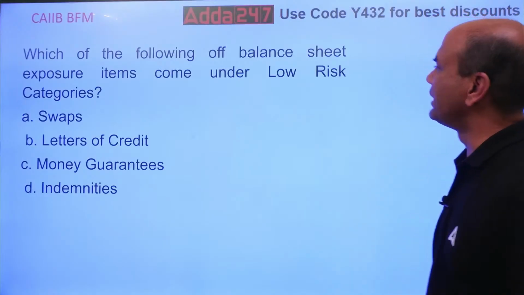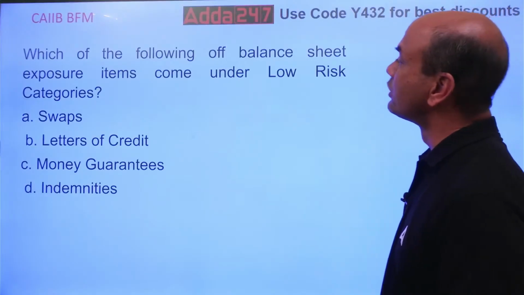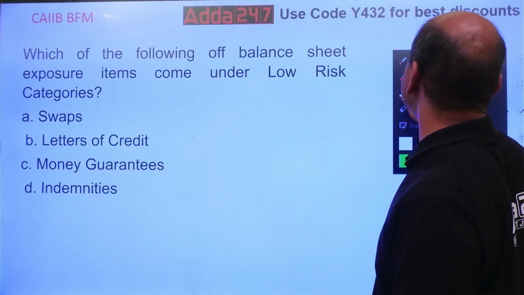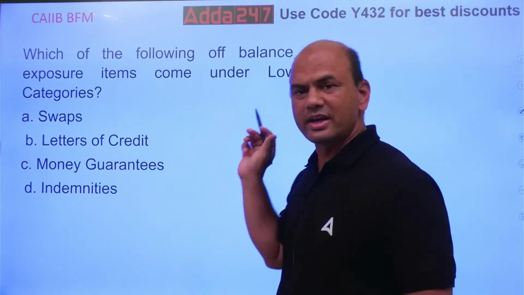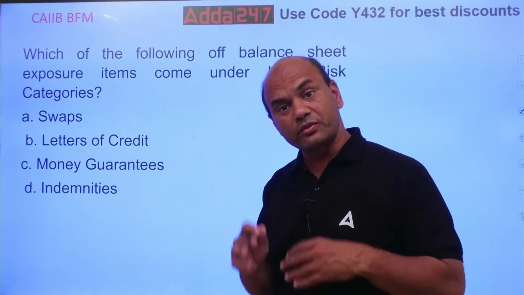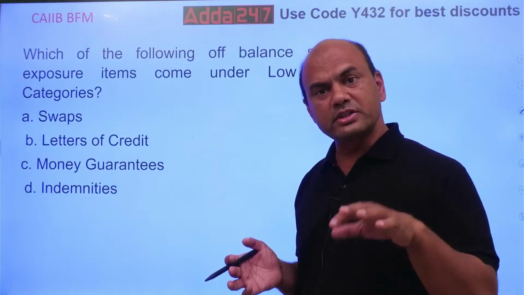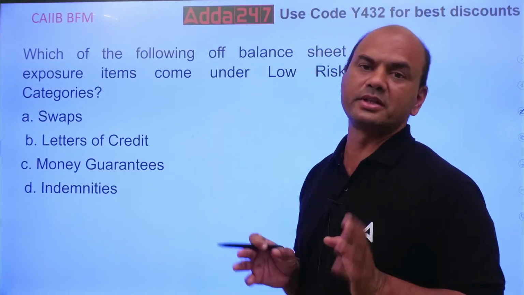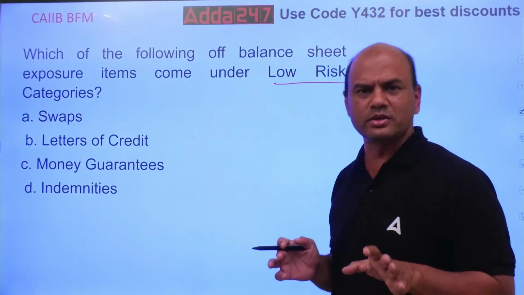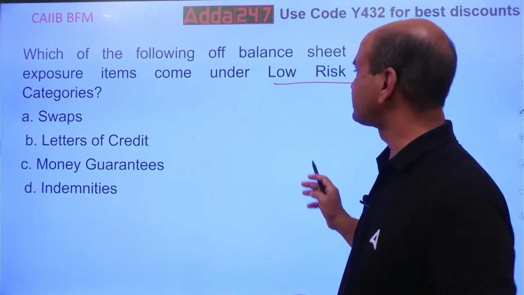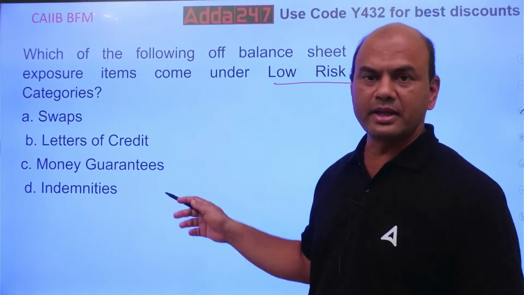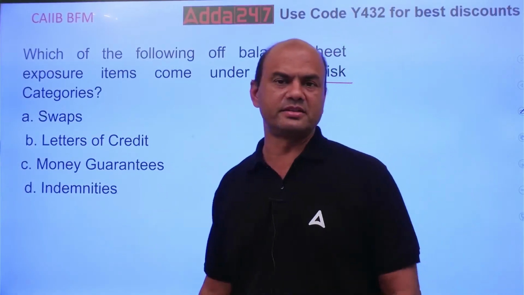Which of the following off-balance sheet exposure items come under the low risk categories? Here, understand the question properly. Already it's given that these are off-balance sheet items. Now, out of that, we have to check which of these are low risk and medium risk. The question is about low risk, but I'll give you the idea about medium risk also. So, which of the following are under low risk? Swaps, LC, money guarantee, and indemnities.